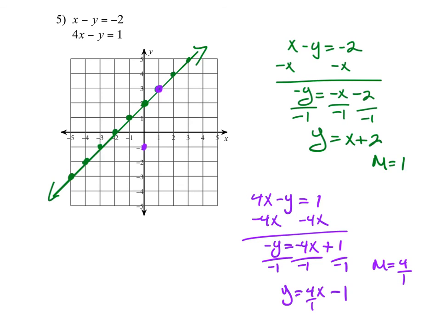And again, I'm going to go down now. 1, 2, 3, 4, and 1 to the left. And I'm just going to trace my line right there. So again, my solution is this point right there where both lines intersect. So my solution is the point 1, positive 3.